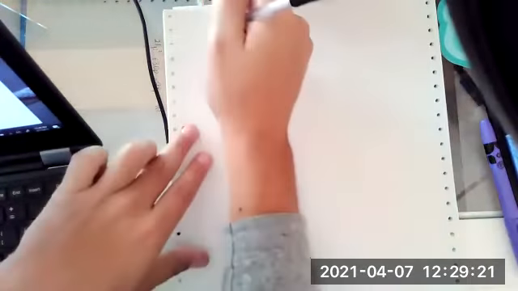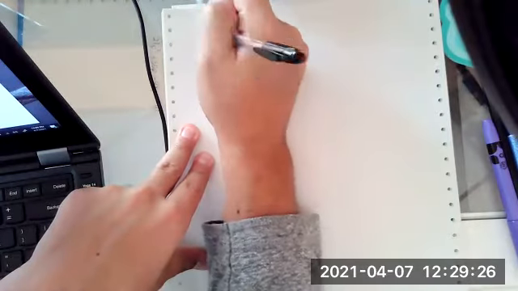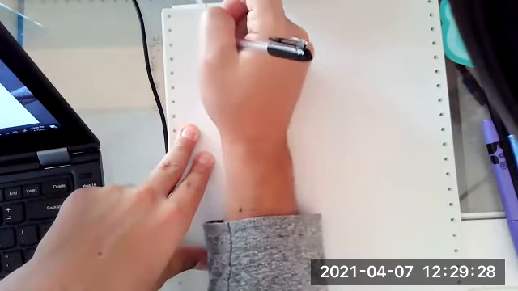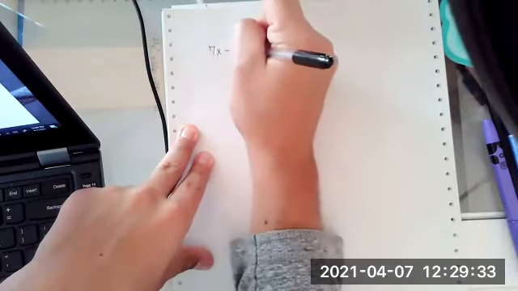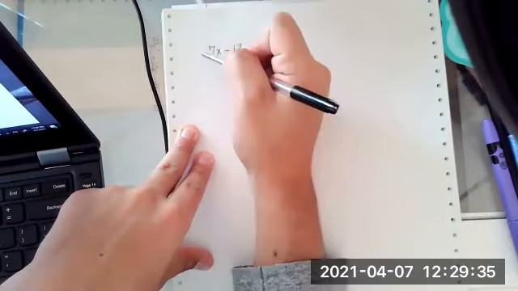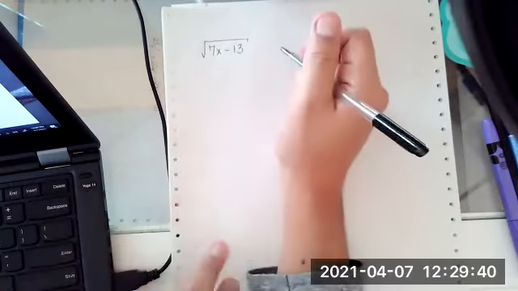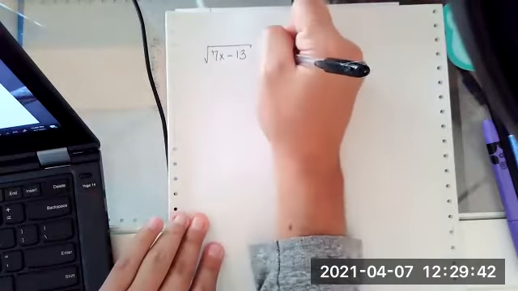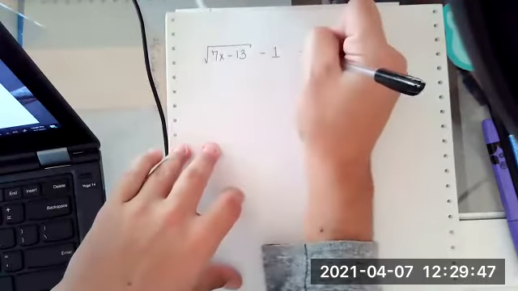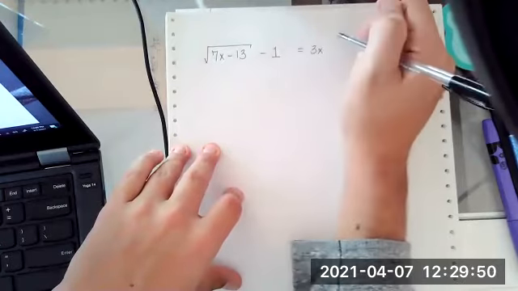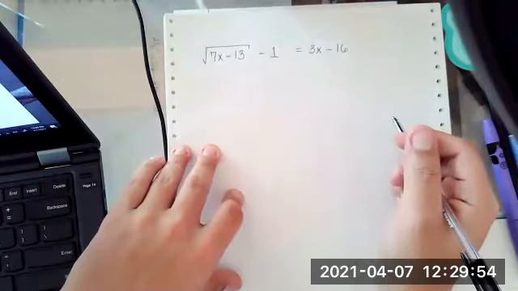Yvonne has a question. Can you repeat that question to me? Yes. It's a problem with the root. Okay. So it's 7x minus 13. Yes. And you said that that wasn't a root? Yes. And then minus 1 outside of the root, right? Outside the root. Okay. Equals 3x minus 16.